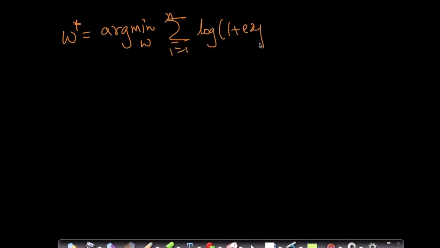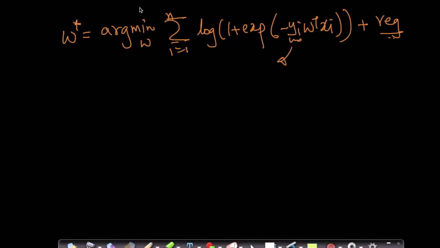Now, there is one thing that you might notice. Look at the formulation that we wrote. The formulation we wrote was W star equals argmin summation i equals 1 to n of log of 1 plus exp of minus yi W transpose xi, plus some regularization, right? This is what we wrote. So here you will notice that this yi, in the geometric interpretation, remember, this is what we got from the geometric interpretation of logistic regression.